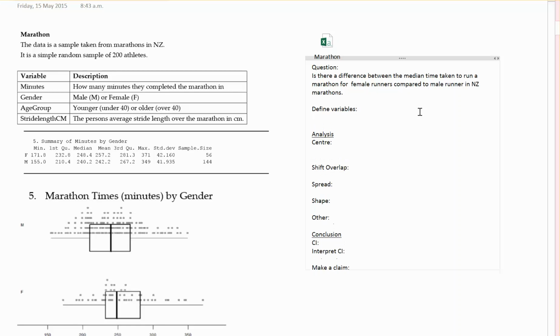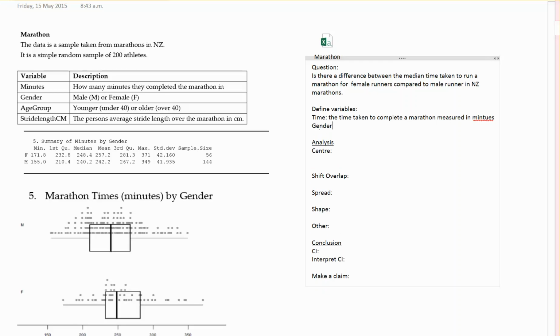Defining the variables, well, I know I've got time, and this is just the time taken to complete a marathon, measured in minutes. And gender would just be whether the runner identifies with male or female. Right, doesn't take too long to get that done.